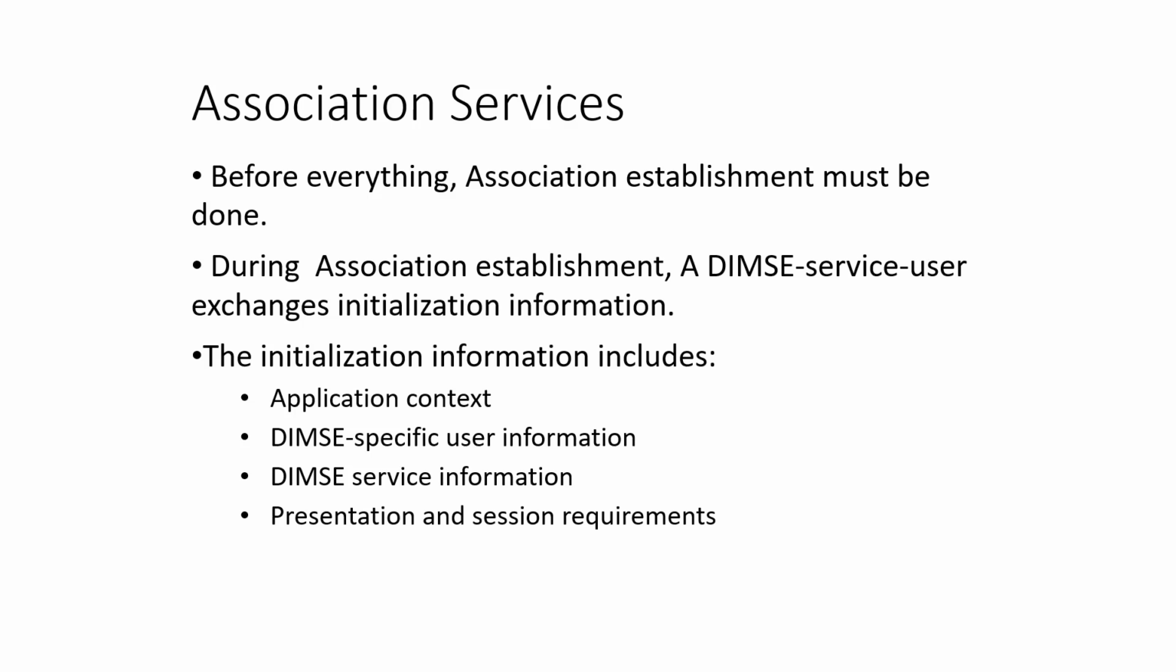Association services, or a handshake or a greeting between the different equipment, the interface. Before everything, association establishment must be done. So when someone wants to get information from the CT, they need to be at a workstation, and they can call this workstation a service user. So the service user does a handshake with the CT so that it can exchange information. The service user has to request the handshake.